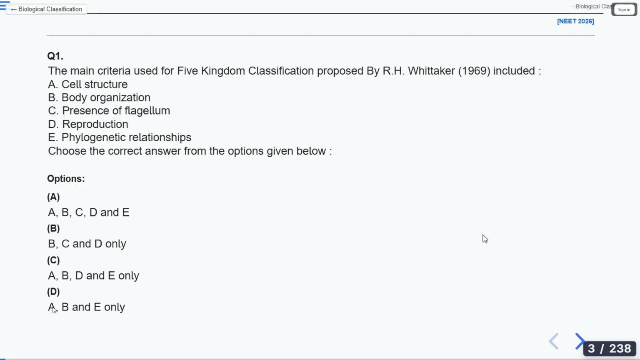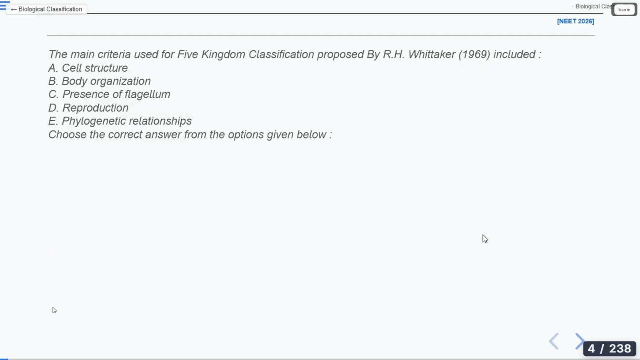Okay, D is the correct answer. Let us see which is the correct answer. So, C. In the 5 kingdom classification proposed by R.H. Whittaker, he included all these things, right? So, option C is the correct answer.